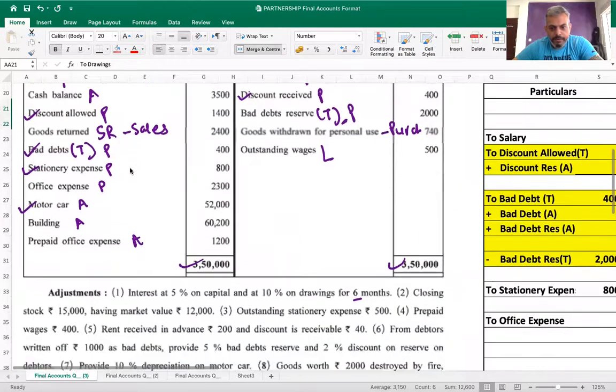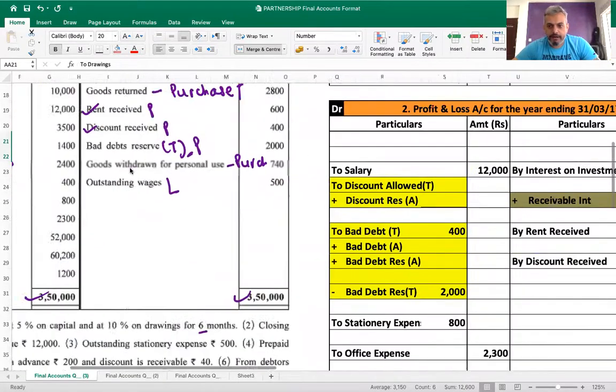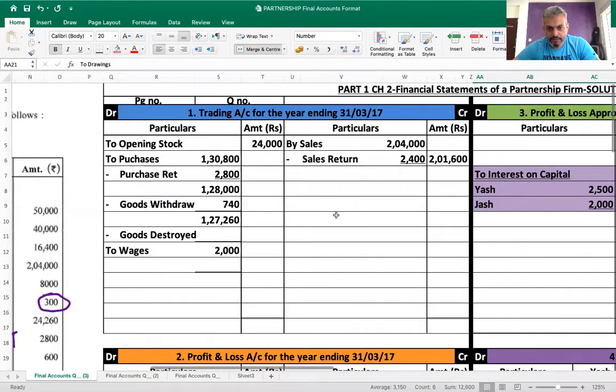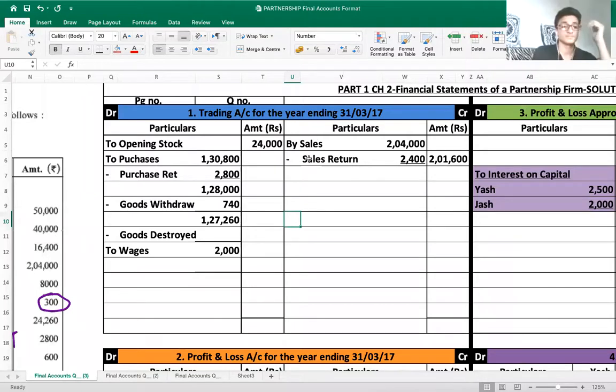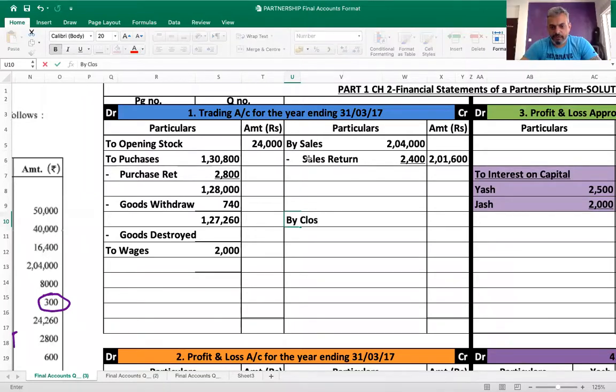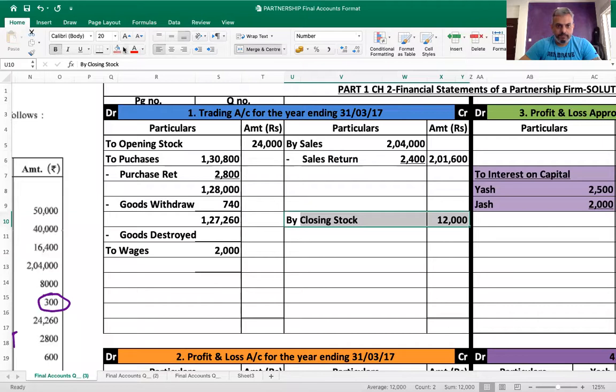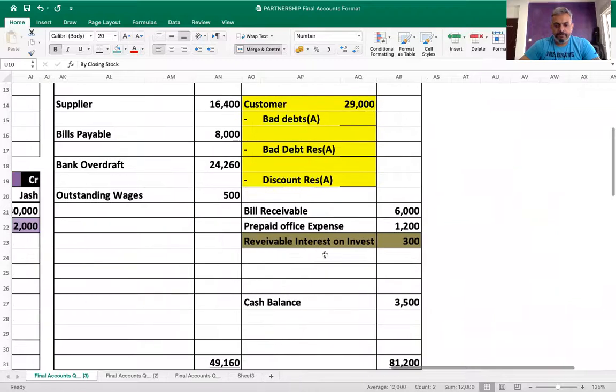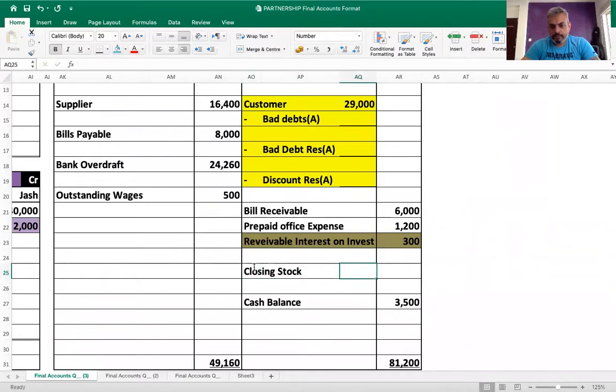Closing stock 15,000, market value 12,000. What will we take in closing stock? What amount we will take? 15,000 or 12,000. 12,000. 12,000. Very good. By closing stock 12,000. Second effect, balance sheet asset. Don't forget the second effects, please. 12,000.